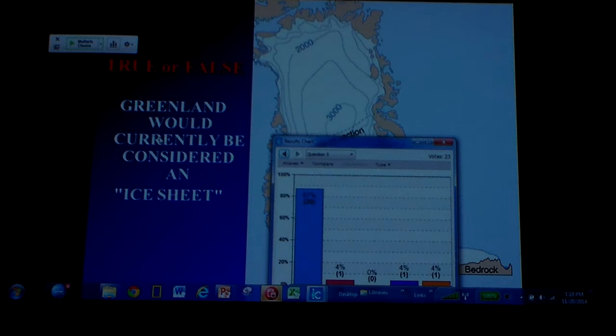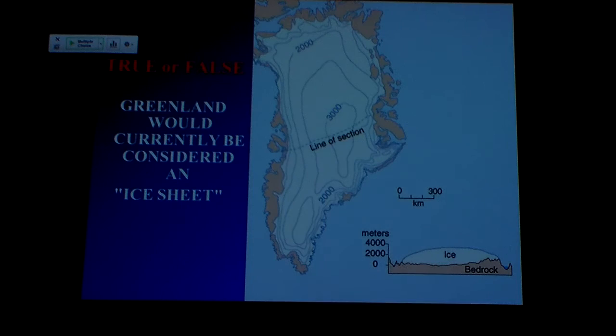So yeah, basically, it's an ice sheet. It would be an ice cap if it were smaller than 50,000. Okay.